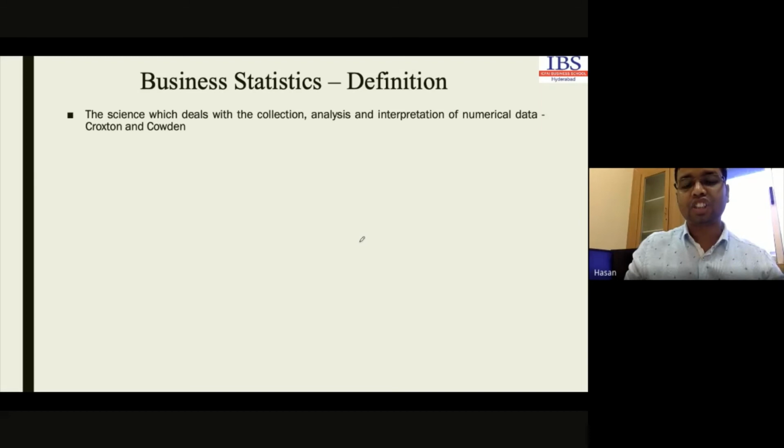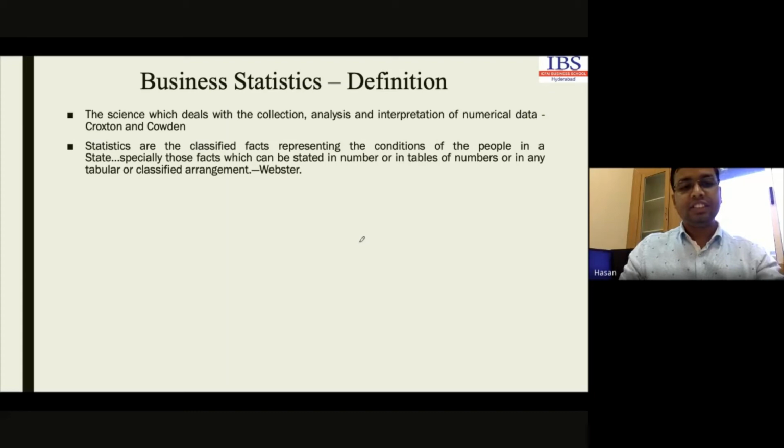The next definition is given by Webster. It defines statistics as the classified facts representing the conditions of the people in a state. Concentrate carefully, each and every thing is focusing on the people here. Especially those facts which can be stated in numbers, in tables of numbers, in tabular form or in classified arrangement. This is defined by Webster.